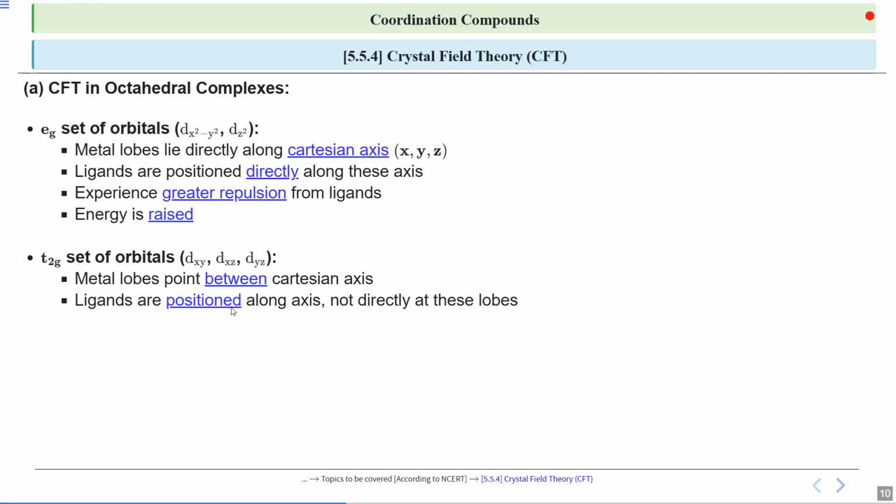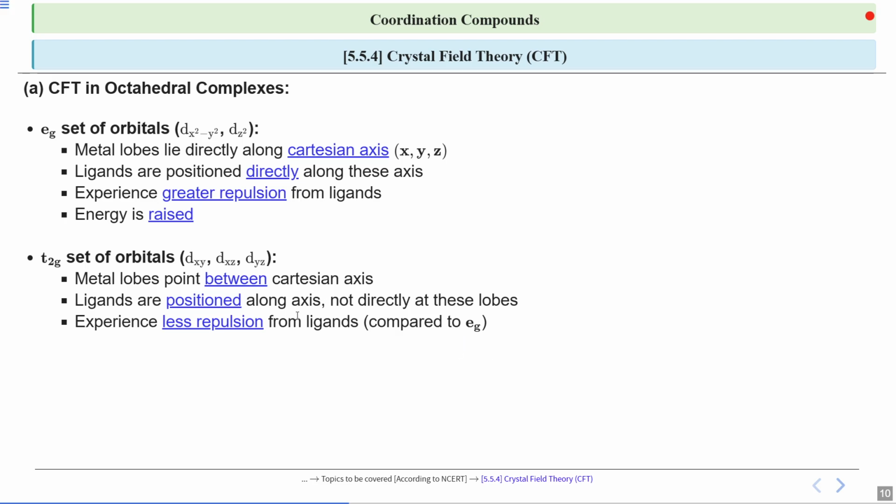Now the ligands, when they approach the central metal to form the bond and the complex, are positioned along the axes. Their direction is constant: they position themselves along the Cartesian axes. So in the case of the t2g set of orbitals, the ligands are not directly at these lobes, because the lobes are present between the Cartesian axes, but the ligands are positioned along the axes. Due to this, the metal lobes will experience lesser repulsion from the ligands compared with the eg set.